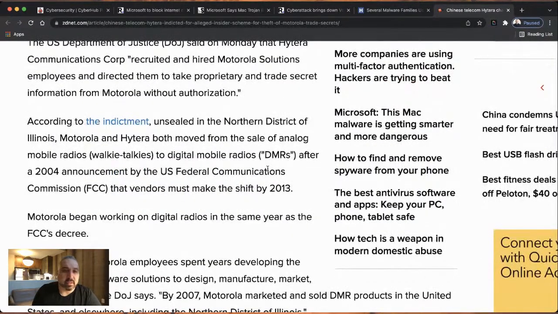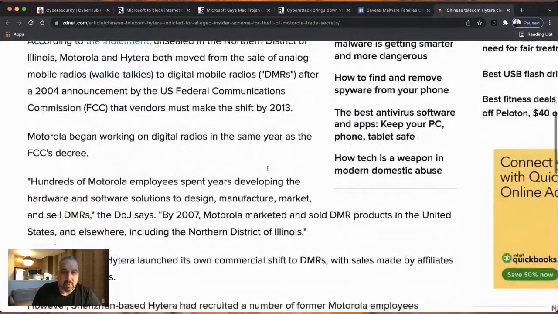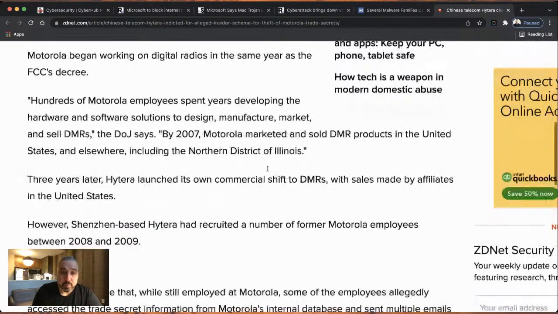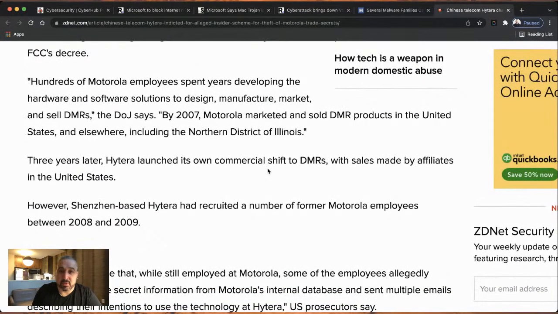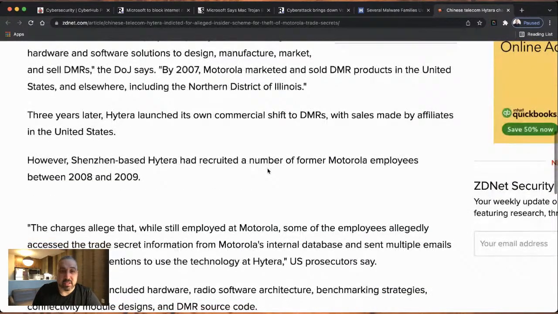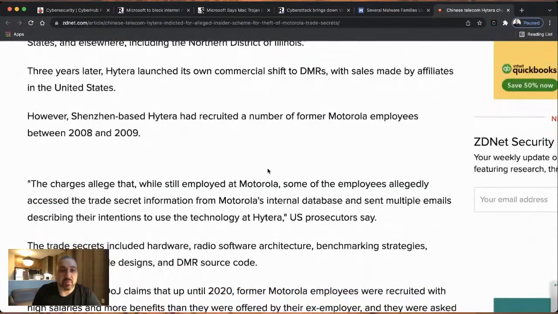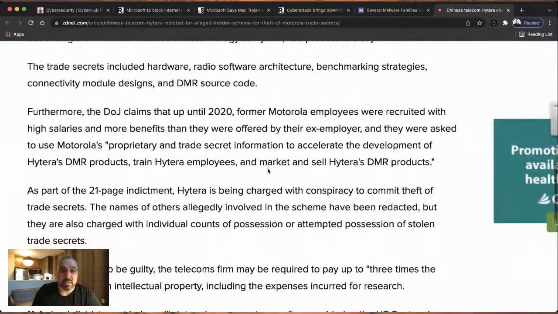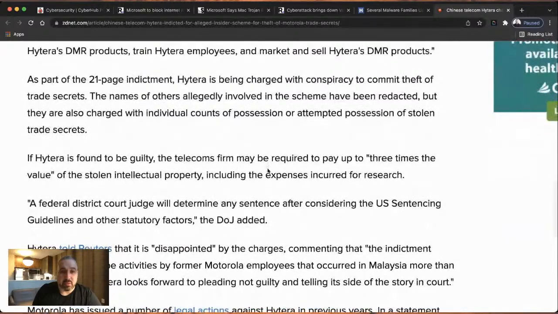The indictment, which was unsealed in the Northern District of Illinois, says that Motorola and Hytera both moved from the sale of analog mobile radios to digital radios after a 2004 announcement by the FCC. Motorola began working on digital radios that same year, and hundreds of Motorola employees spent years developing the hardware and software solutions to design, manufacture, market, and sell DMR. 3 years later, Hytera launched its own commercial shift to DMR with sales made by affiliates in the U.S. However, the Shenzhen-based Hytera had recruited a number of former Motorola employees between 2008 and 2009, urging them to steal secrets from Motorola and bring it over there.